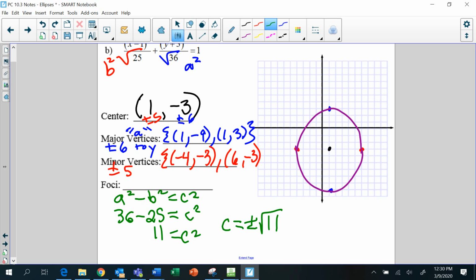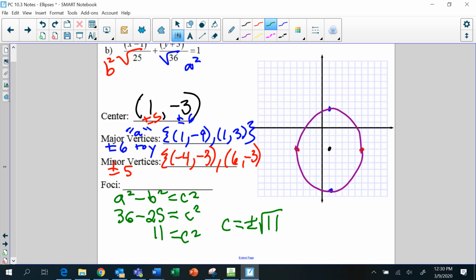Which center point do I add that to? Do I add it to the x's or the y's? Or do we not know yet? Alex, do you know? The y's. Yes. Why? Because the major axis is on the y. Right. So we're going to add it to the y values because it goes in the same direction as the major axis.